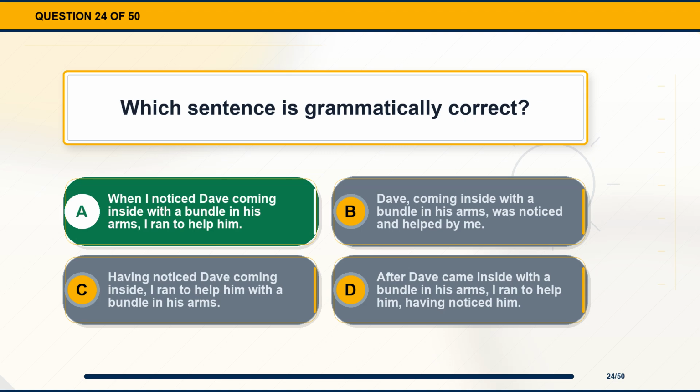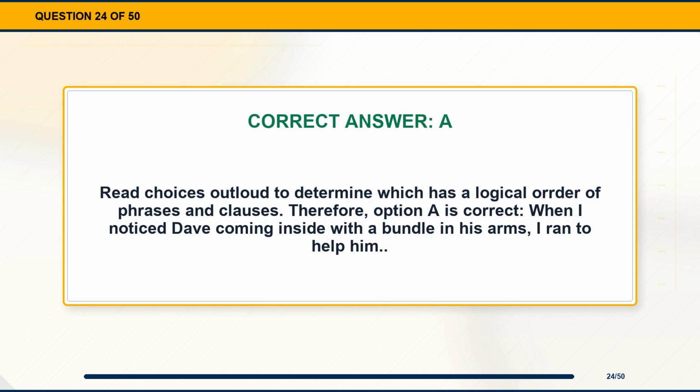The correct answer is option A. When I noticed Dave coming inside with a bundle in his arms, I ran to help him. Explanation: read choices out loud to determine which has a logical order of phrases and clauses. Therefore, option A is correct. When I noticed Dave coming inside with a bundle in his arms, I ran to help him.